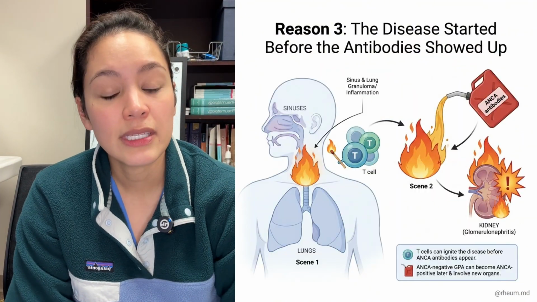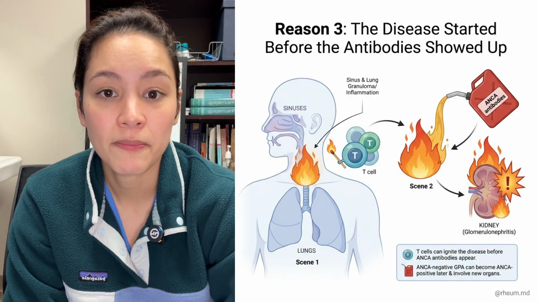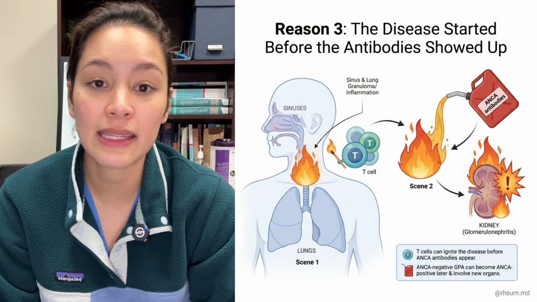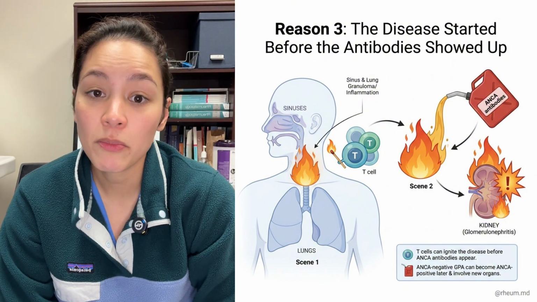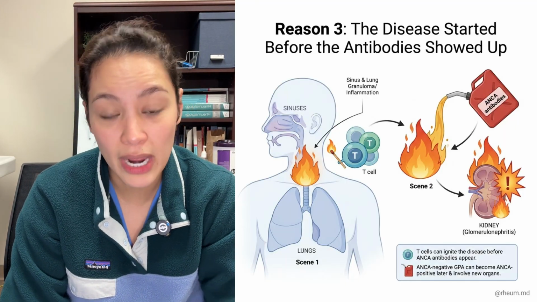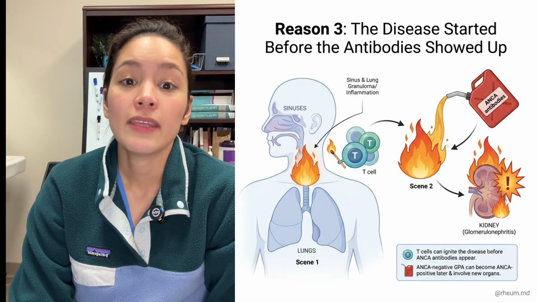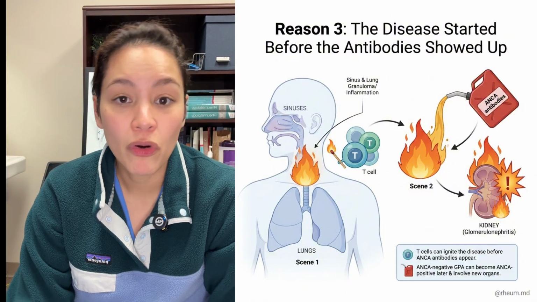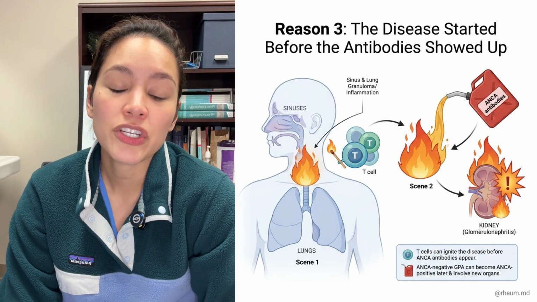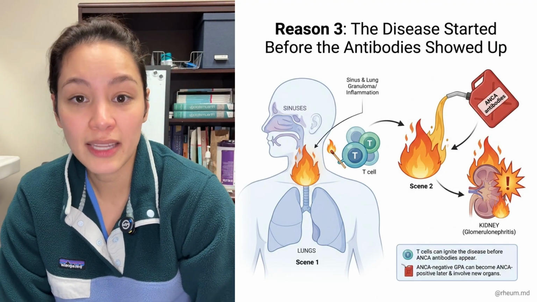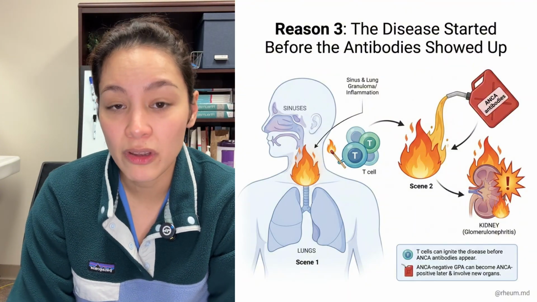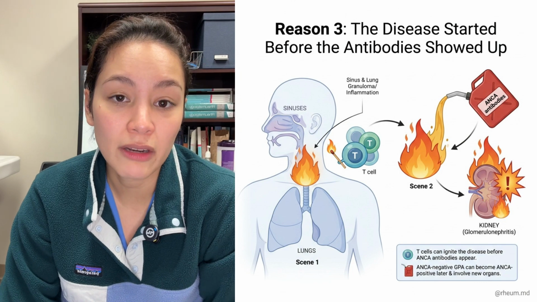Reason three, the disease showed up before the antibodies did. Think of a fire. The match that starts the fire is not the same as the gasoline that causes it to spread. In GPA in particular, the granulomatous part of the disease is triggered by T cells rather than by ANCA antibodies. The ANCA antibodies may come later, like pouring gasoline on a fire that is already present. This is supported by the observation that people with ANCA-negative vasculitis can sometimes seroconvert over time and become ANCA-positive, and when they do, they can have new organ involvement.